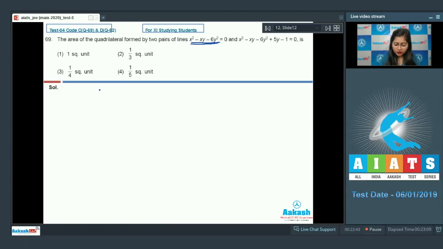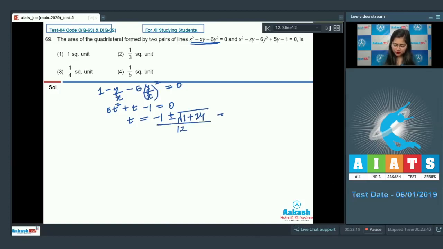Dividing by x², we will get 1 - y/x - 6(y/x)² = 0. Let us put y/x = t. So we will get 6t² + t - 1 = 0. So from here we can find t = (-b ± √D)/(2a), that is (-1 ± √(1 + 24))/12. So this is equal to (-1 ± 5)/12, which is equal to 4/12, that is 1/3, comma -6/12, that is -1/2.